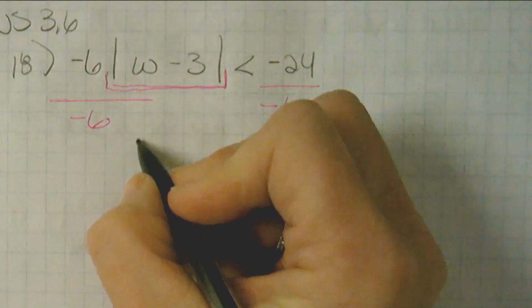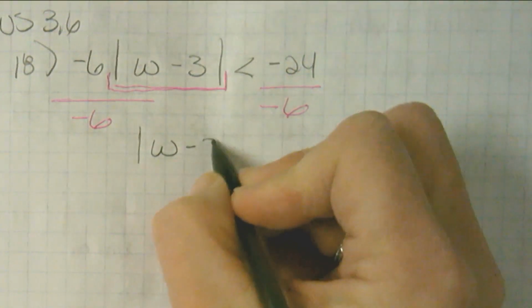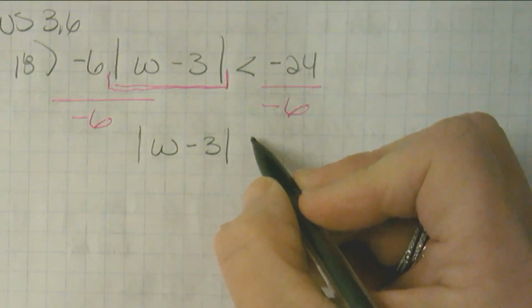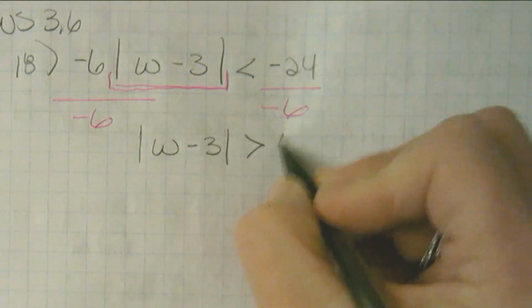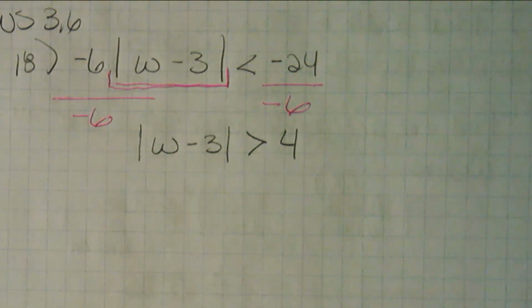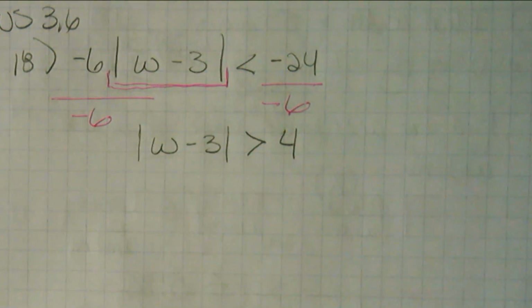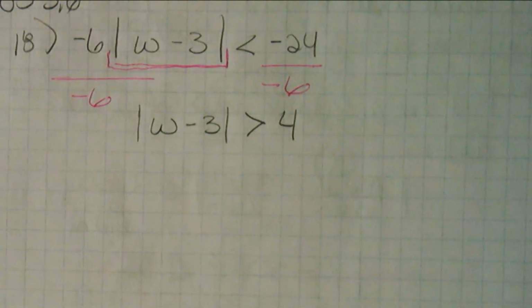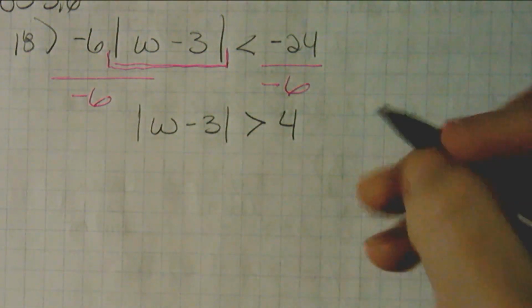So I end up with the absolute value of W minus 3 is greater than a positive 4. Okay, you got to flip the symbol. Remember, you're dividing by a negative coefficient. All right, from here, is this an and or is this an or, and why? Some of you are still getting confused by this. Is this an and or an or, and why? Chris, why is this an and?